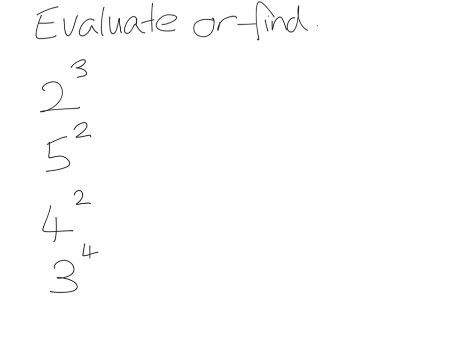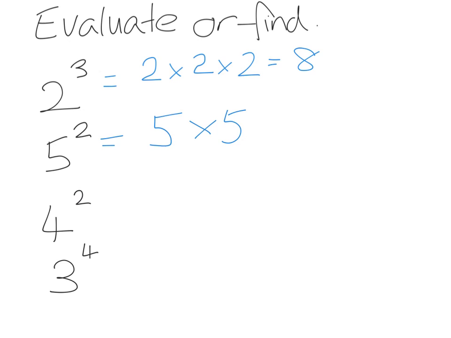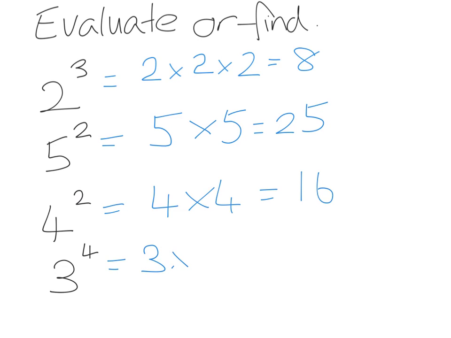So for example, 2 to the power of 3 means 3 2's multiplied together. It is not the same as 2 times 3. So this number tells me how many of this number I want to multiply together. 5 to the power of 2 means 2 5's multiplied. 4 to the power of 2 means 2 4's multiplied. 3 to the power of 4 means 4 3's multiplied.